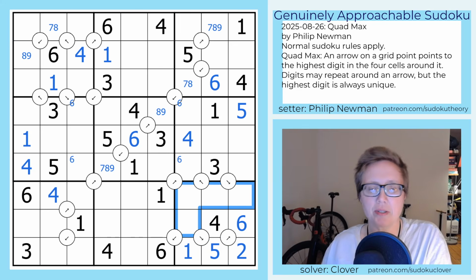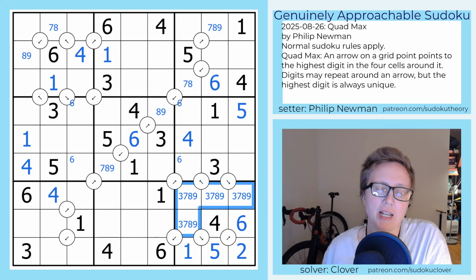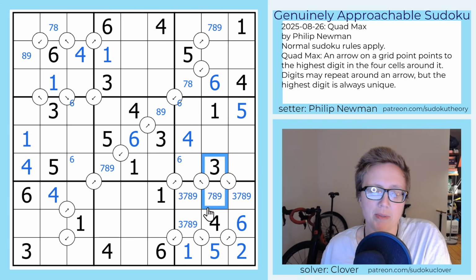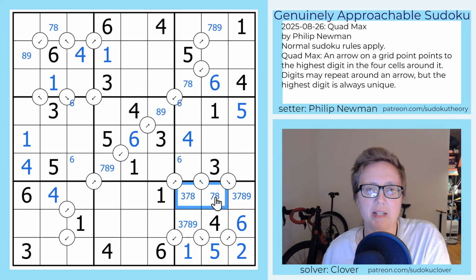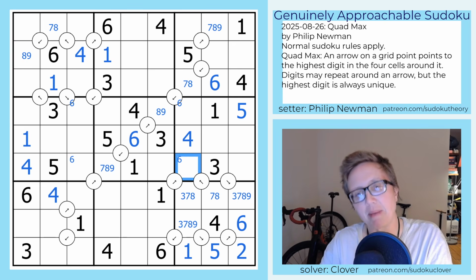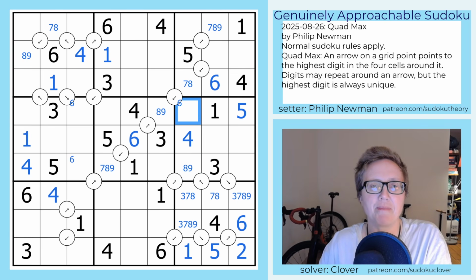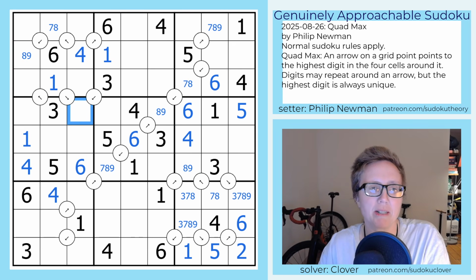And now these are going to be 3, 7, 8, and 9. This can't be a 3 because there's a 3 in the column. Neither of these guys can be 9 because they are not the highest digit out of these. So we can eliminate 9 there. And because we know there's a digit in this 4 that's either 7 or 8, this has to be bigger than that. So this has to be either 8 or 9. That places our 6 from earlier there and places another 6 here.